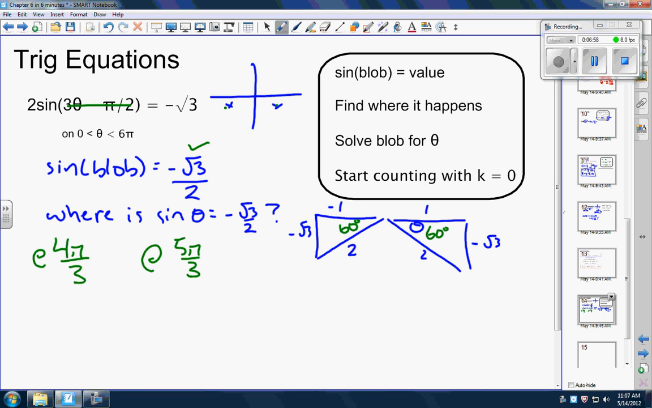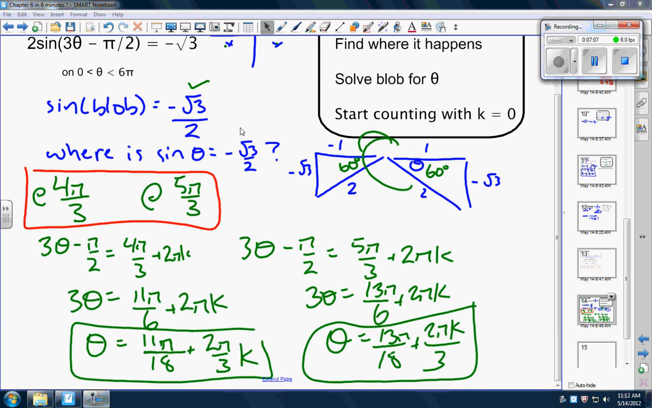So I did them in radians here. You can easily do them in degrees if you wanted. It happens at 4 pi over 3 and also at 5 pi over 3. So once you've found where the sine of the blobs equal the values, you can go plug that blob back in. So 3 theta minus pi over 2 equals this. You put the 2 pi k in because I want everything from 0 to 6 pi. So we say blob equals the value, and then we just go ahead and we solve for theta. Same idea over here. Blob equals 5 pi over 3 plus every 2 pi k, because every time it spins back around, we solve for thetas.